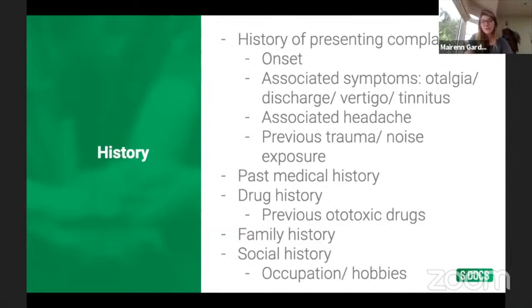It's important to ask about family history, as some of these will run within the family, or are more likely to occur if a first degree relative has had it. And finally, go over social history. So similar to what I said above, any occupational hobbies that might cause hearing loss. So this could be something like someone working in a factory and dealing with loud machines, or even listening to loud music constantly.